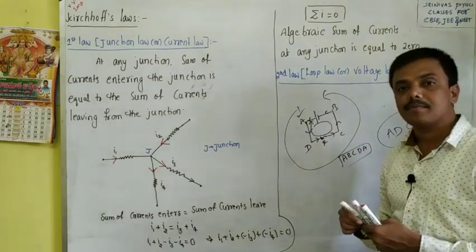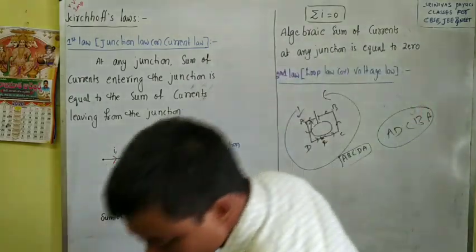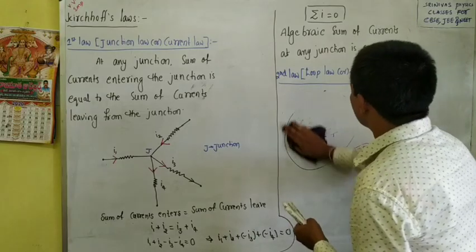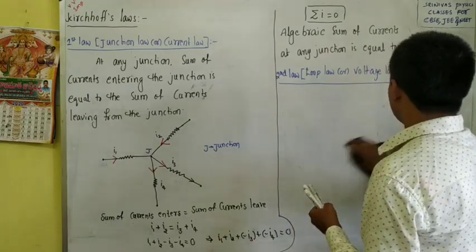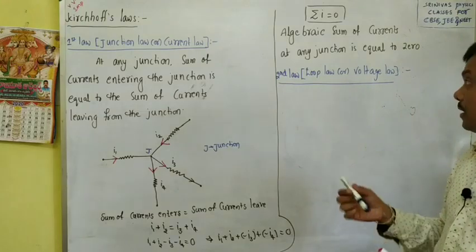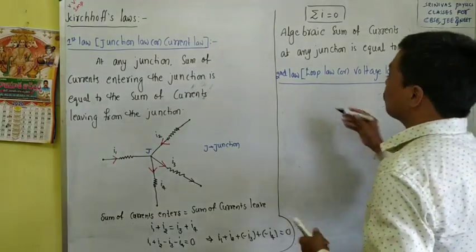Loop is a closed circuit or a closed path. Loop is a closed path. Now for the closed path we can apply this law. That's why this law is called the loop law. Now what is the statement of this loop law?